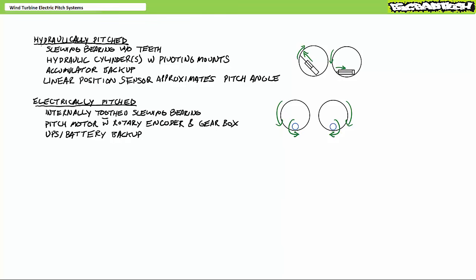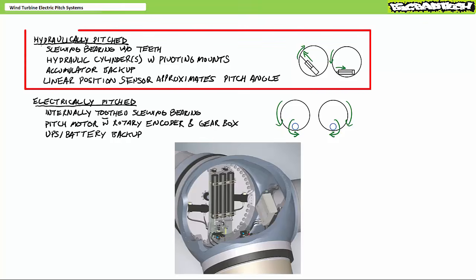We'll explore hydraulically pitched turbines in greater detail in later lectures, but here's a summary of their hardware and general operational principle as a means of comparison to today's topic of discussion: electrically pitched turbines. A hydraulically pitched turbine uses a single double-acting hydraulic cylinder, or if the blades are sufficiently massive, a pair of double-acting hydraulic cylinders working in coordination to change the pitch angle of the blade.